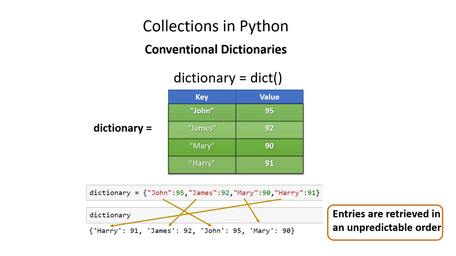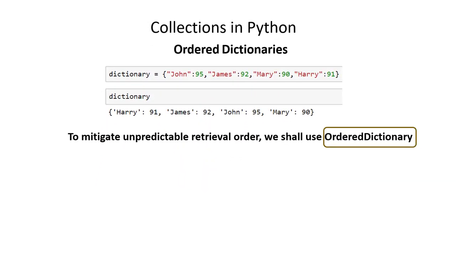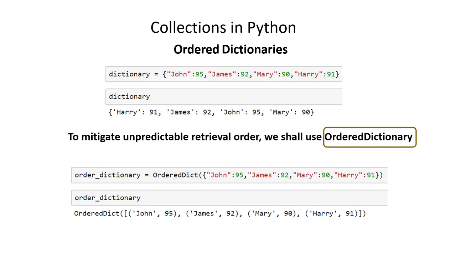So is there a way to mitigate this? Yes, we have a special variety of collection in Python to mitigate this problem statement. And one such collection in Python that will help us to mitigate the unpredictable retrieval order is termed as ordered dictionary. So instead of defining a default dictionary, we are going to make use of a collection termed as ordered dictionary to retrieve the result in a specific order. For example, the same scenario if we are going to create via an ordered dictionary, when we query the dictionary, we are going to see the result in the order in which we have entered the values.